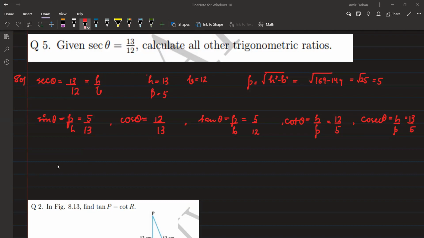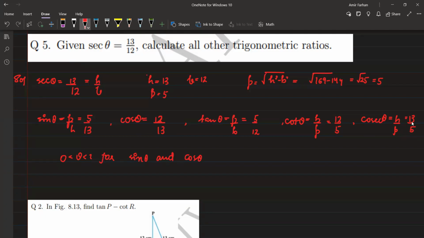Sine theta and cos theta will lie between 0 and 1. It can be 0.99, but it will not be equal to 1 for sine theta and cos theta. But apart from sine theta and cos theta, trigonometric ratio values can be greater than 1, because tan theta's max value is infinite. Cot theta can also be infinite. Cosec theta can also be infinite. Clear?